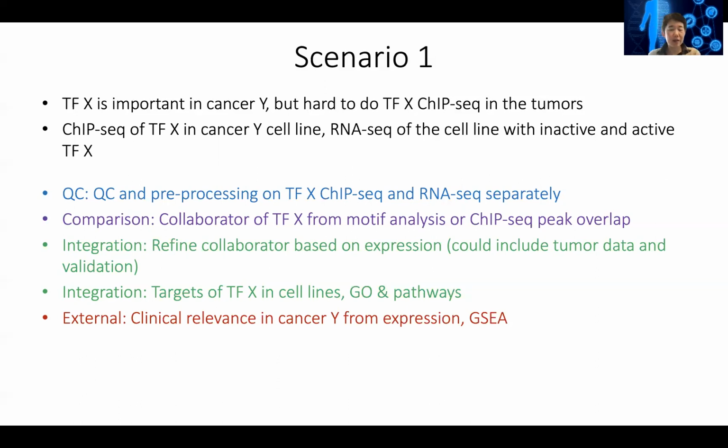But because the data was generated in a cell line, you want to see whether this has any clinical relevance, right? You can use that also in gene set enrichment. Sometimes it can already tell you this is related to metastasis or death risk for some disease or things like that.